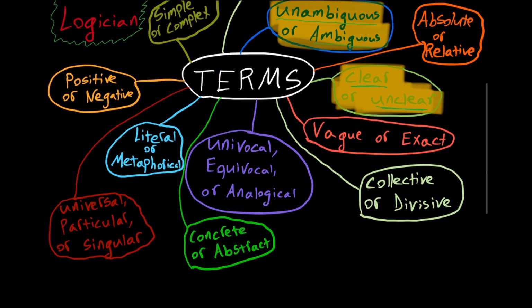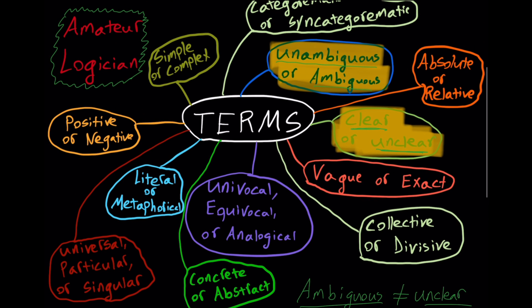So an ambiguous term does not necessarily mean it is unclear. Ambiguous and unclear do not mean the same thing. An ambiguous term has multiple meanings. It doesn't mean that those meanings are unclear.